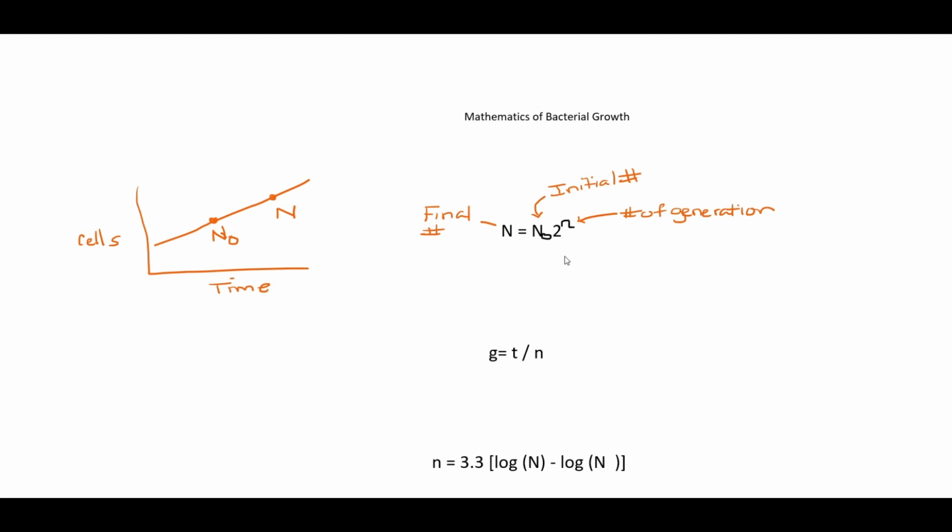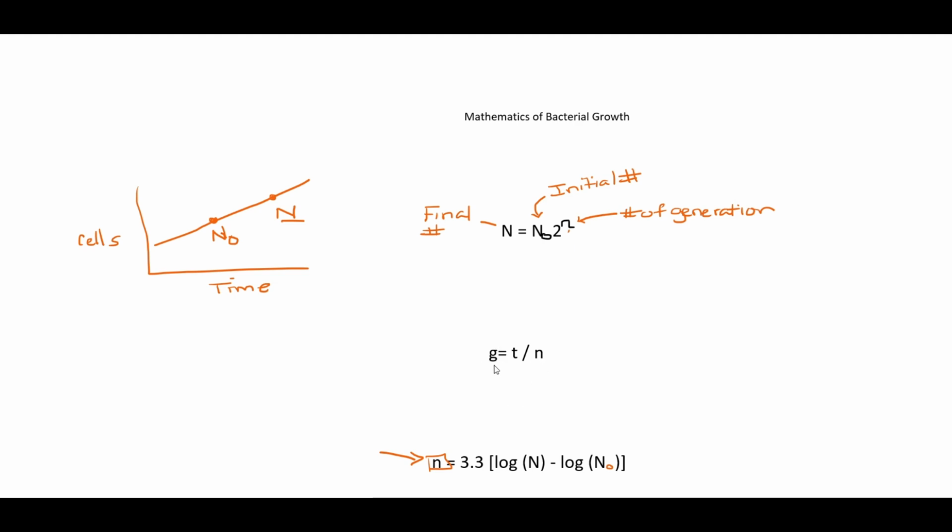But in order to find n, another way is with this equation: n equals the log of N minus the log of the initial N, divided by 0.301. You do the calculations, and you'll end up getting your n. So that's another way that you can find your n.